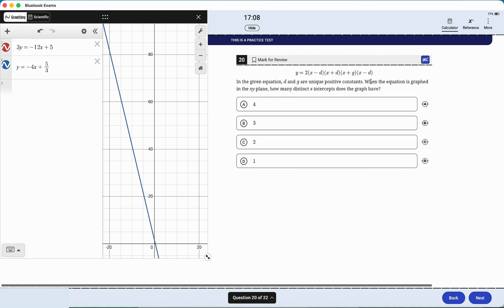Next one here, we get an equation, and it says, in the given equation, D and G are positive constants, unique positive constants. That means they have to be different numbers. When the equation is graphed, how many distinct, that means again different, x-intercepts will it have?